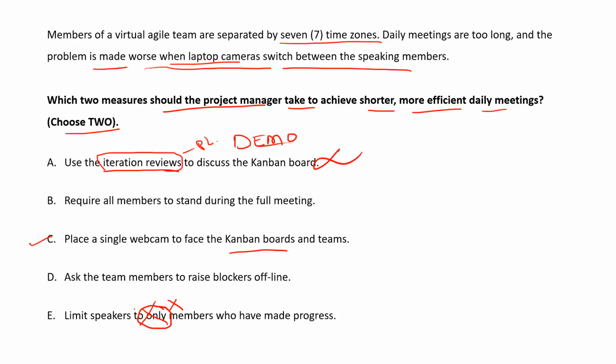What is the raise blockers offline? Ask the team members to raise blockers. Blockers offline means not in the meeting, not in the daily stand-up meeting, but after the meeting. Now, we have to select BC or CD or BD. Which one?